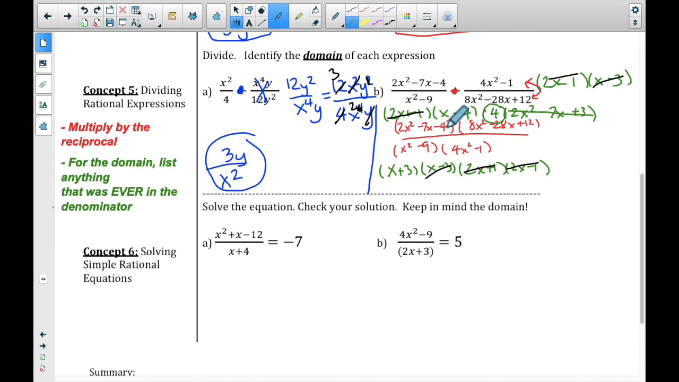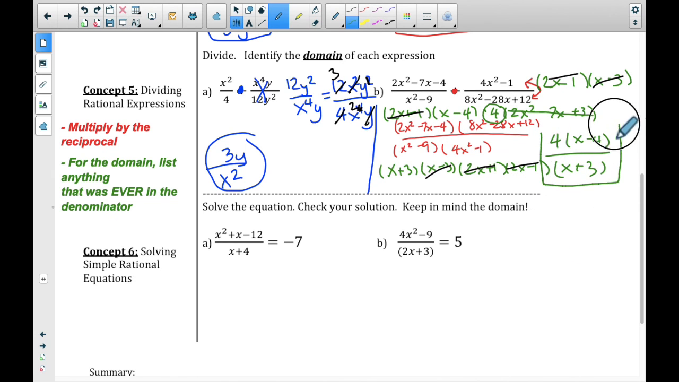What I'm left with in the numerator, I have a 4 and an x minus 4, and everything else is gone. 4 and x minus 4. In the denominator, all I have left is an x plus 3. Nothing left except for that. Okay, this is my final answer.